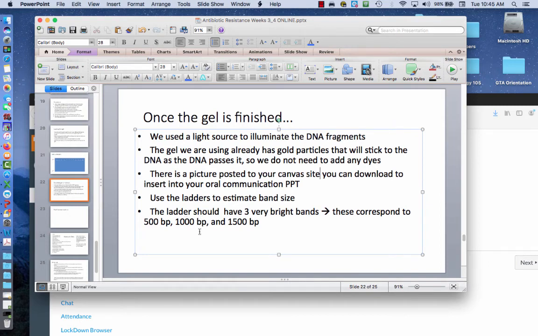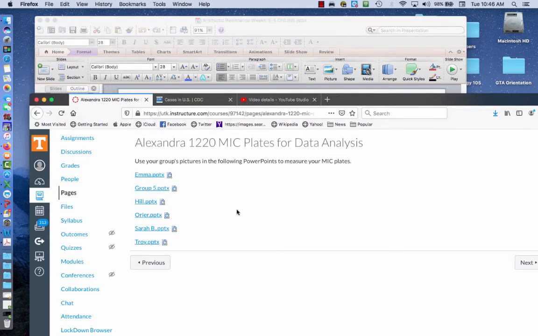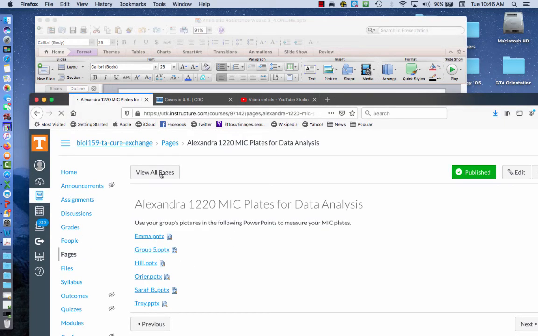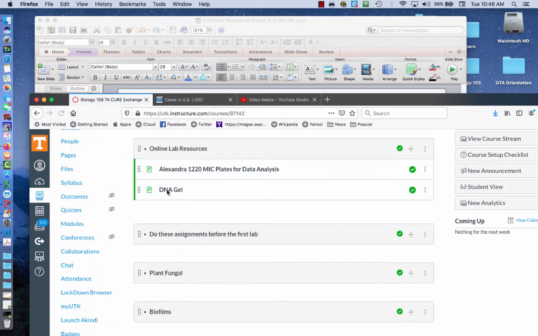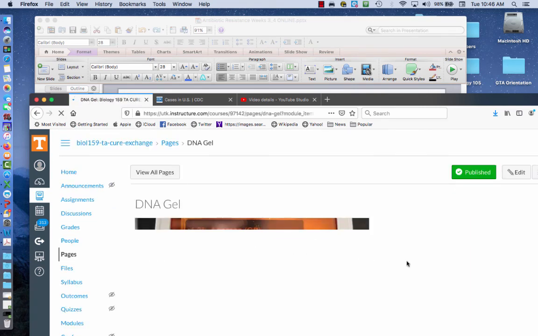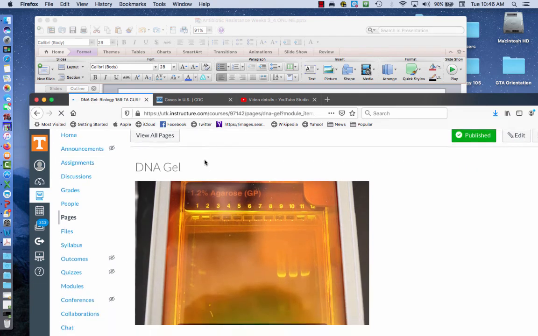Note, our ladders did not turn out very well. There is something wrong with our ladder sample. There should, though, be 3 very bright bands. One at the top is 1500, one in the middle is 1000, and the lowest bright band is 500. Let me show you. Let's go back to your online resources. There will be a link that says DNA gel. Here is our DNA gel.